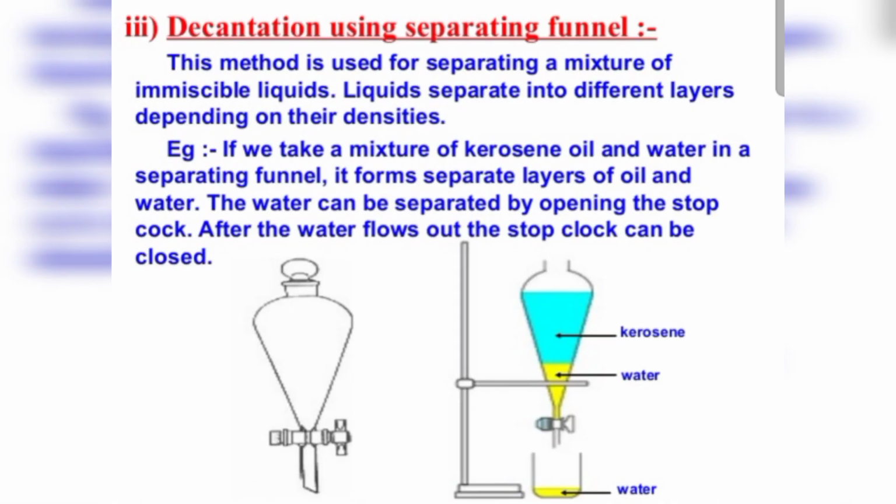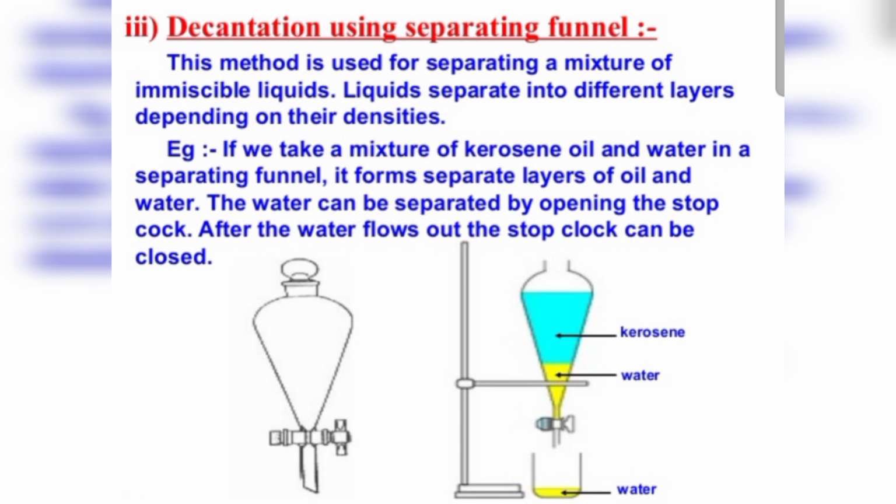Next method is decantation using a separating funnel. This method is used for separating a mixture of immiscible liquids. Liquids separate into different layers depending on their densities. So we can say that the components of a mixture of two immiscible liquids are separated by using an apparatus called a separating funnel, and this is based on the difference in densities of the two liquids. Suppose we have to separate kerosene oil and water.